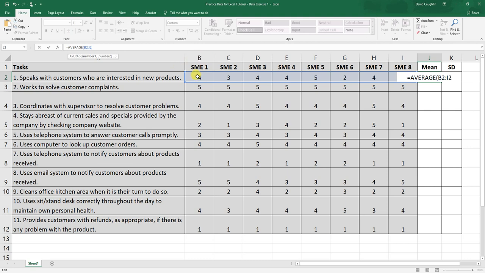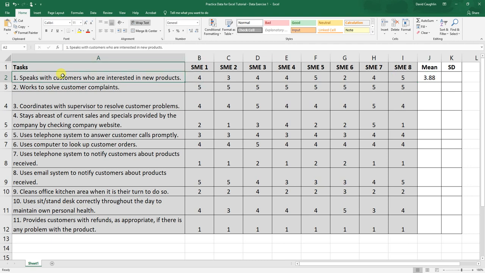You could say the array of cells from B2 to I2, so it references columns and rows there. We don't have to, but we can type the final parenthesis here and then hit enter. Now you'll see we've calculated the mean for this first task.